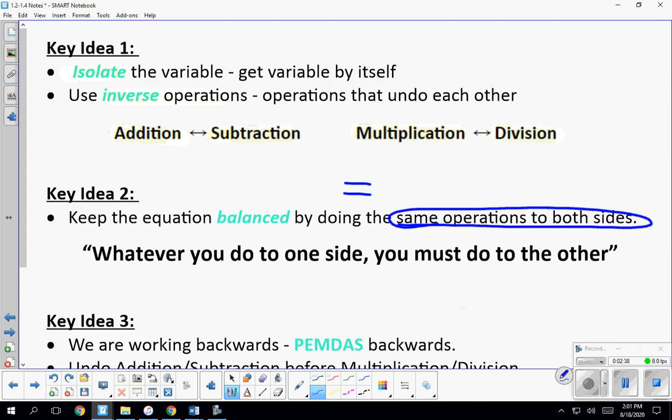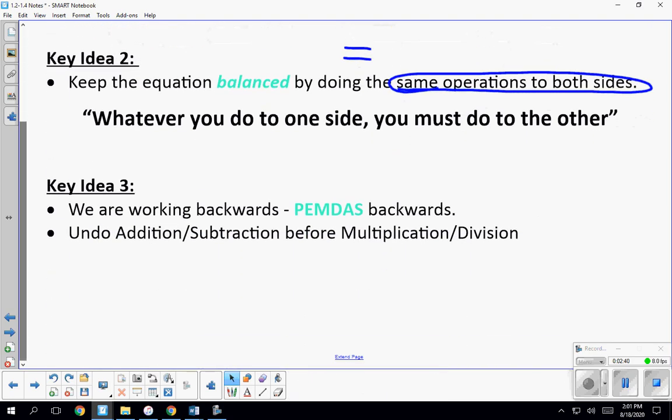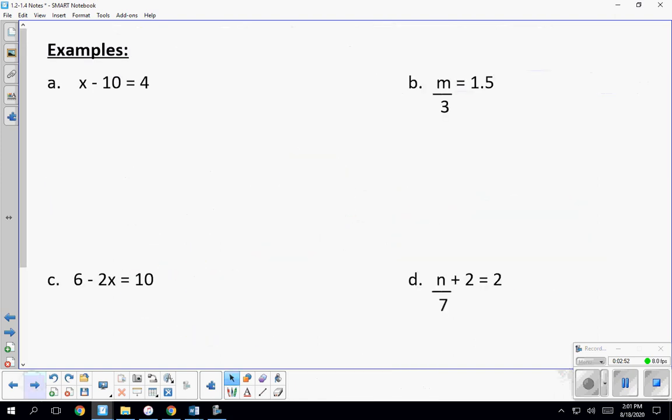And the last thing I've already touched on: we're going to work backwards, following PEMDAS backwards. Remember that addition and subtraction are grouped together, and then we can look at multiplication and division. So we're going to look at a few examples.